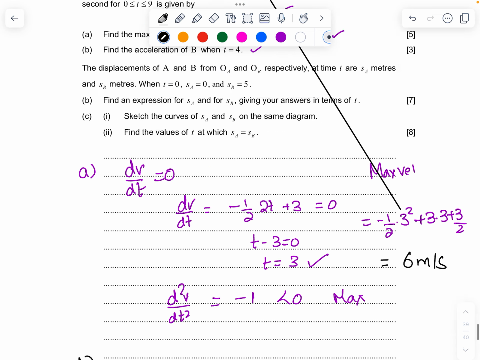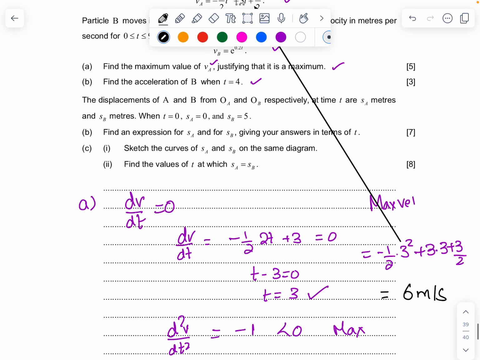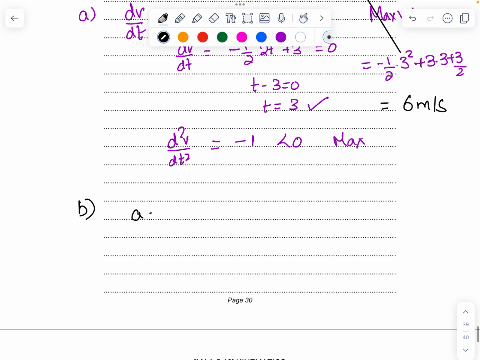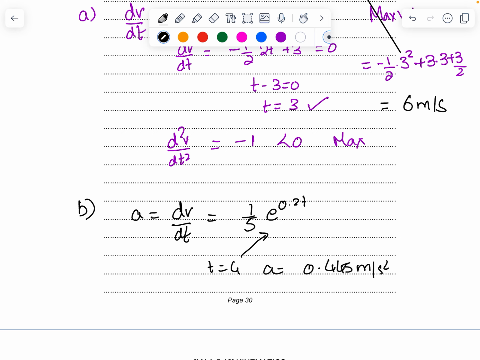Part A. Part B, find the acceleration of B when t equals to 4. So acceleration equals to nothing but what? dv upon dt, which is 1 upon 5 e power 0.2t. Now substitute t equals to 4. So acceleration will become 0.445 meter per second square. Substitute t equals to 4 in this equation.